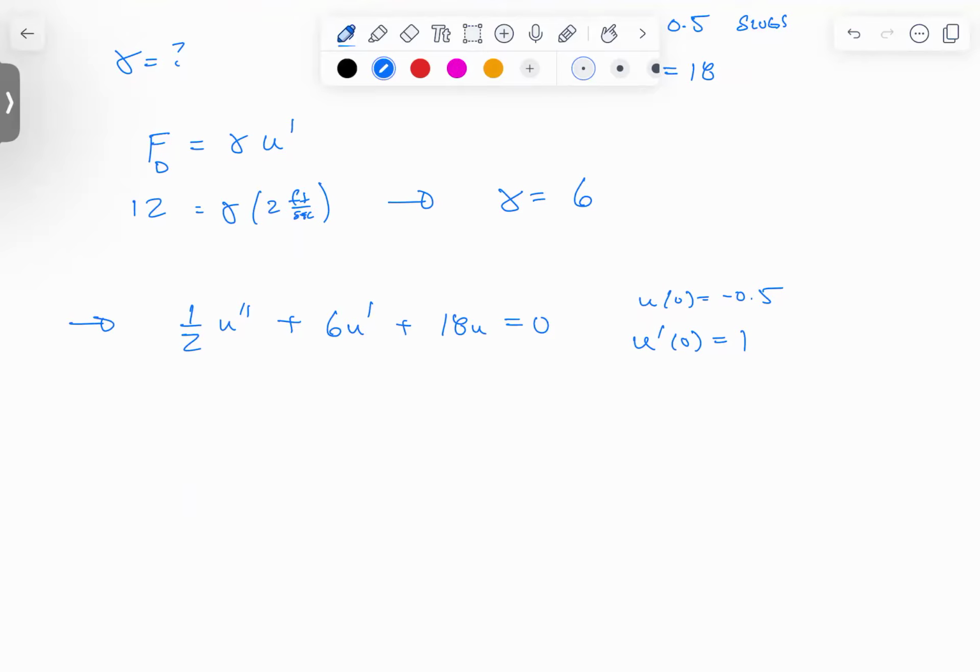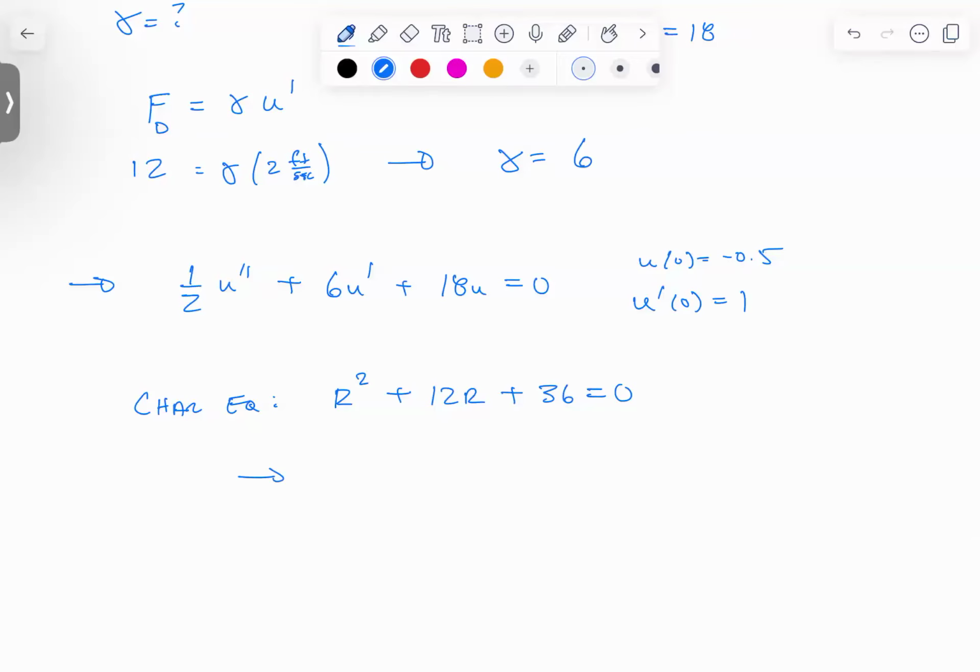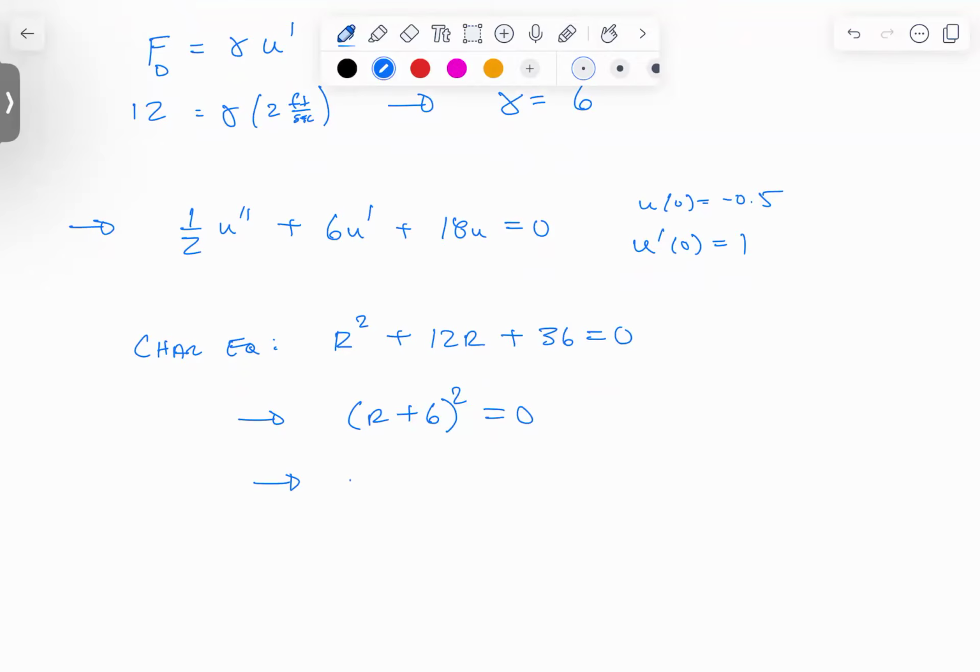Same equation, but now we actually do have a middle term. So when we solve our characteristic equation, and multiplying that whole thing by 2 just to make it a little nicer, this becomes (r plus 6) squared equals 0. And that would be r equals -6 with a multiplicity of 2, a double root.